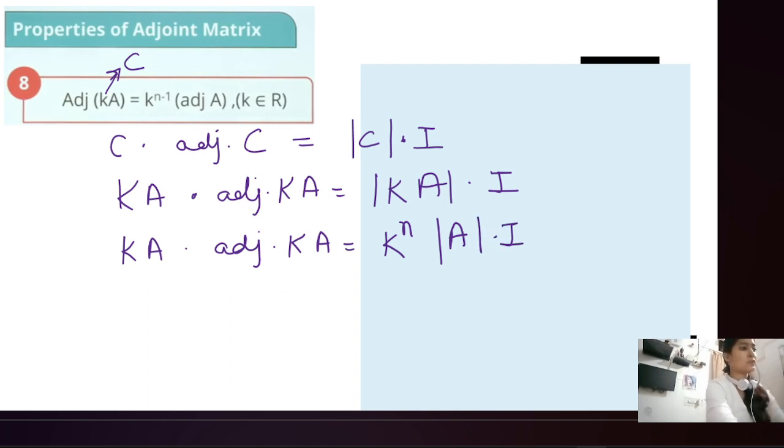Okay, so we know that this k will come to this side, it will become adjoint of kA is equal to k^n divided by k, which is k^(n-1) times determinant of A. No need to write I again. So from here, multiply both the sides by adjoint of A.